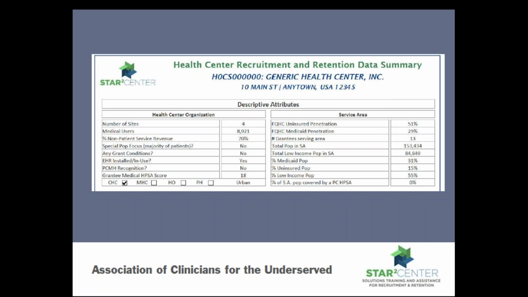The important thing to remember when looking through all this data is that the data profile itself is just a picture. We captured it at a specific point in time. I mentioned that we use UDS, and as you all know, there's a small delay between when you report UDS and when HRSA is able to go through it all and share it, and by the time it's back out in the field. So this data profile is actually based on 2014 UDS.